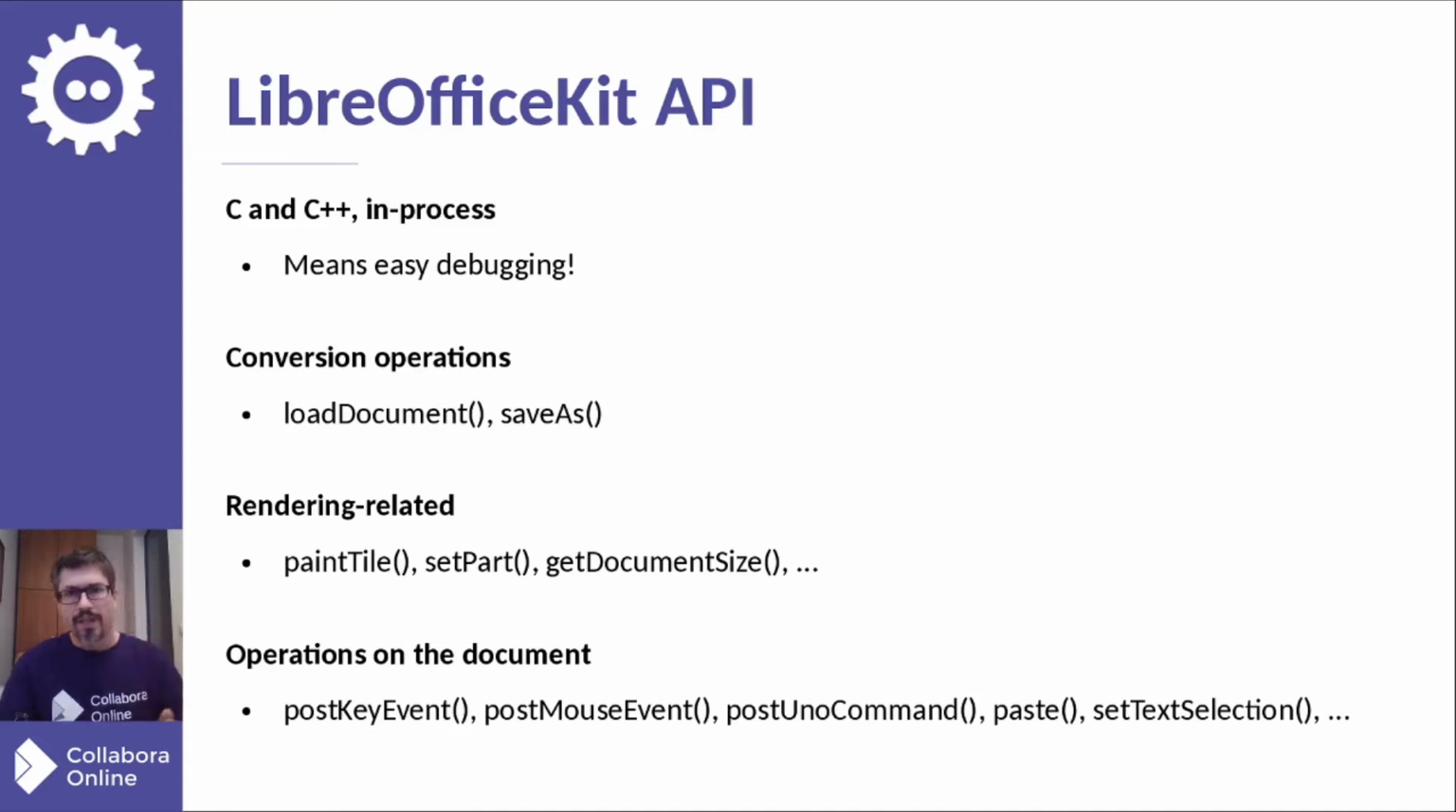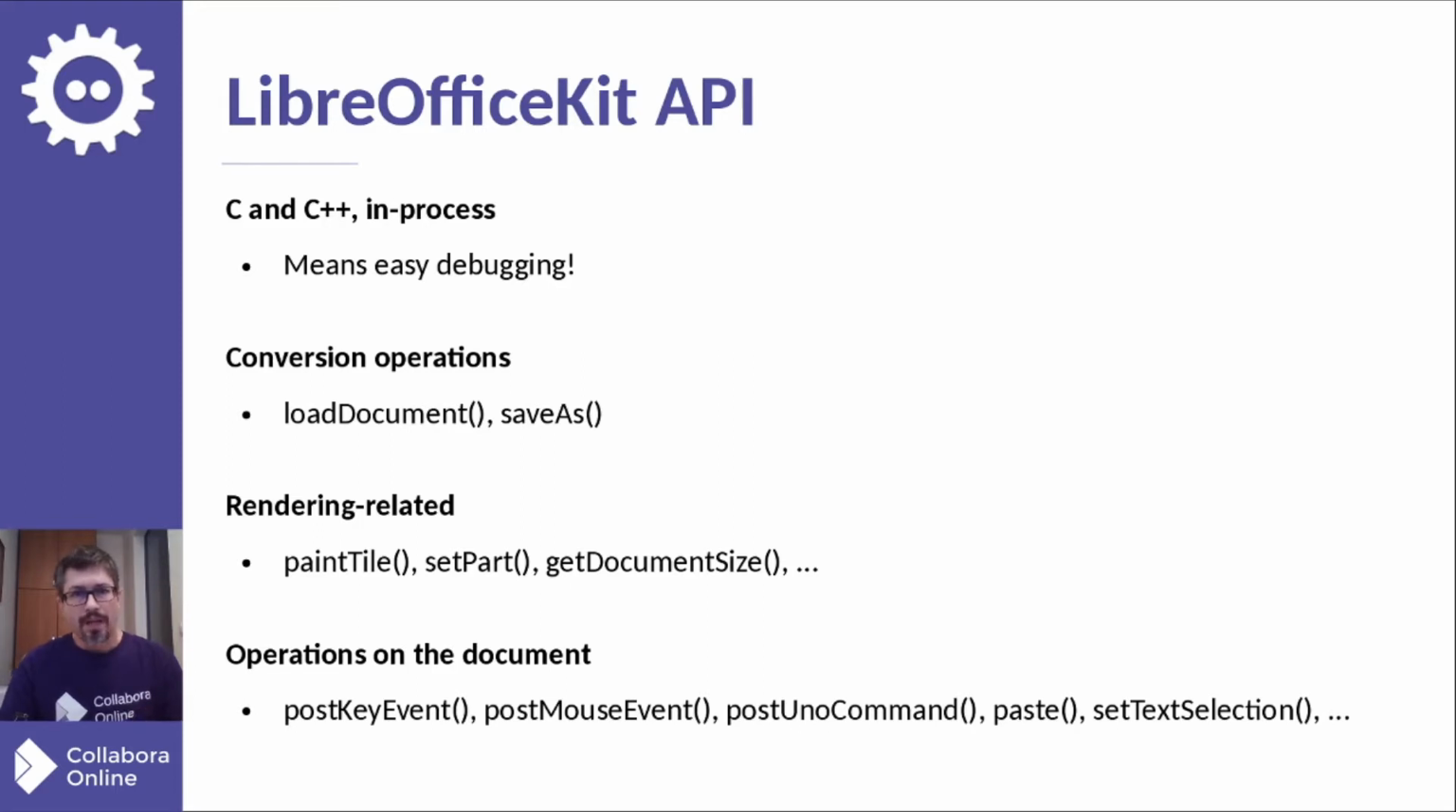The LibreOfficeKit API itself is C and C++ and in process, so that is easier for debugging. If we compare it with another approach for using LibreOffice for document generation, editing, import, export, which is using the API, the LibreOfficeKit API is much easier to debug because you have it in one process, so you can do the debugging just as if you were debugging LibreOffice itself in case there are troubles.